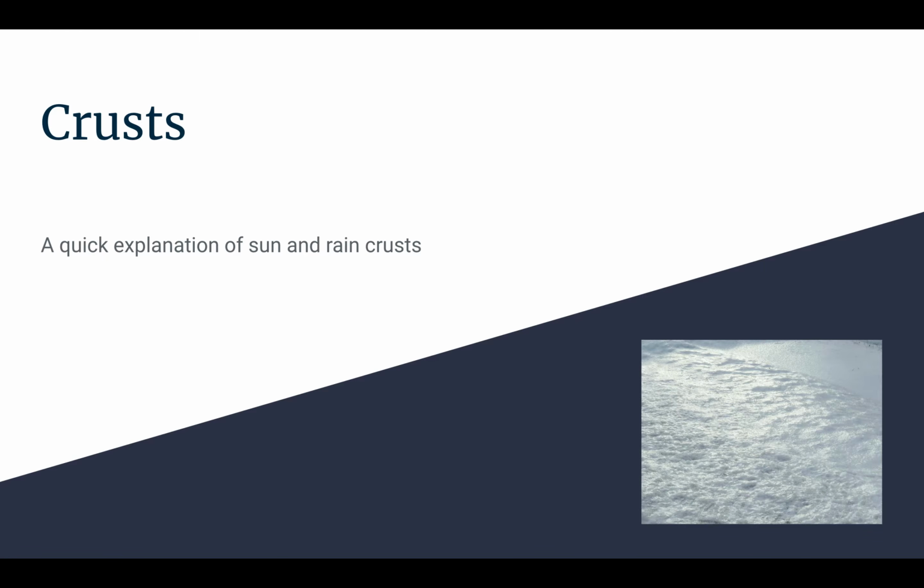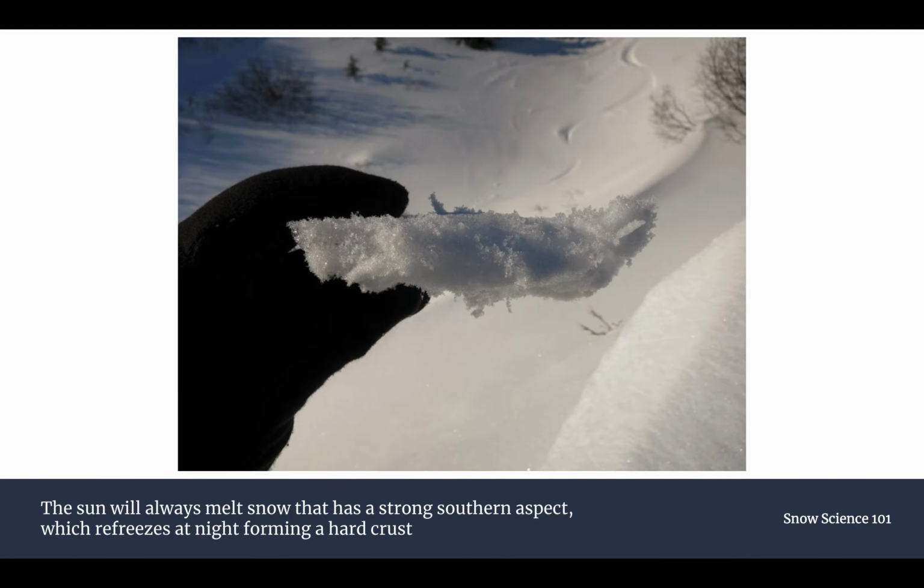So now I'm just going to quickly dive into crusts. There are two main crusts: sun and rain crusts. Sun crust is on southern aspects to some degree when it's sunny out, regardless of the temperature. The strong alpine sun will pretty much always melt that top layer of snow.